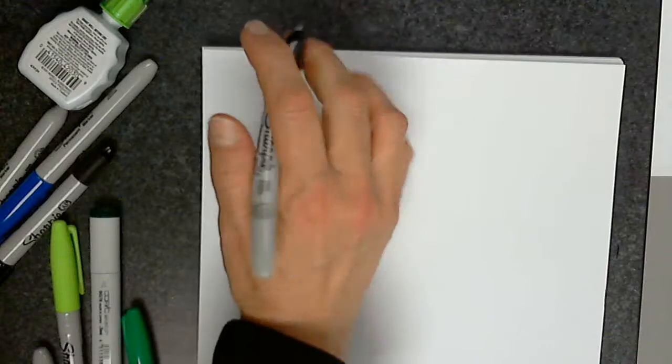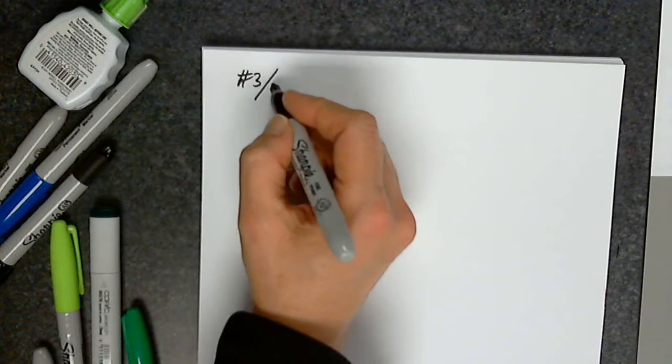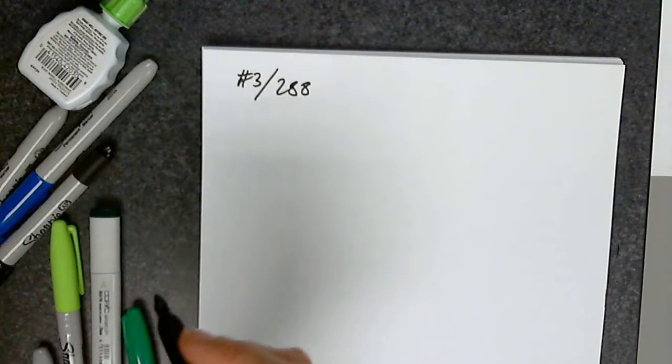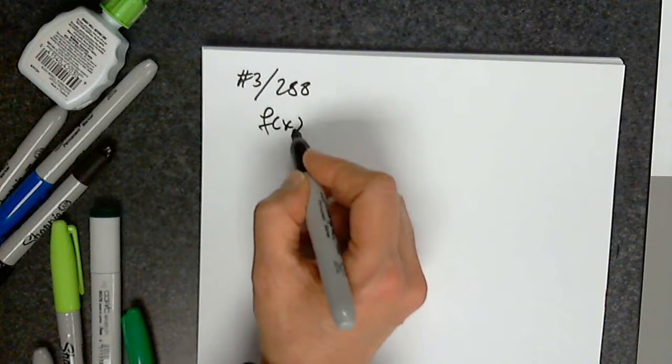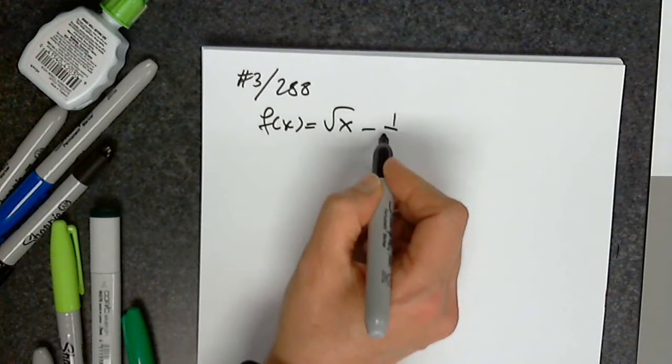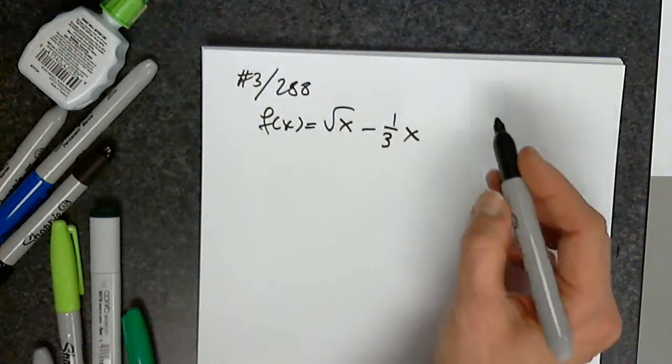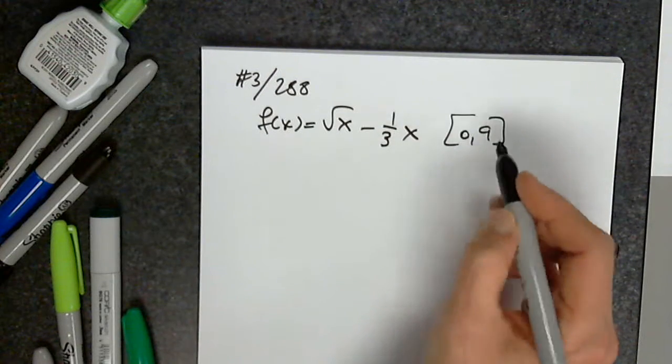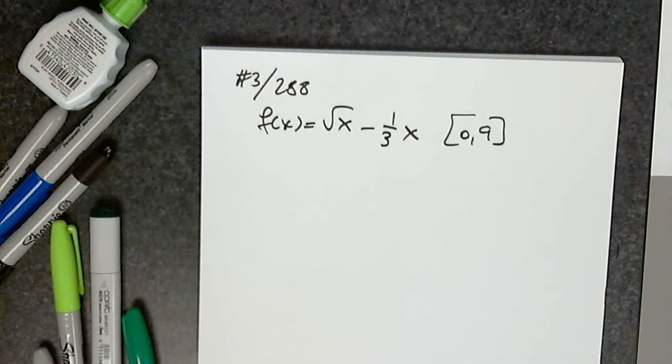So let's take a look. So these are in section 4.2. Okay, so let's look at problem 3 on page 288. Let's say we have f of x equals the square root of x minus 1/3 x. Forgive me if we did this problem already, or if you have a problem, we can choose that.